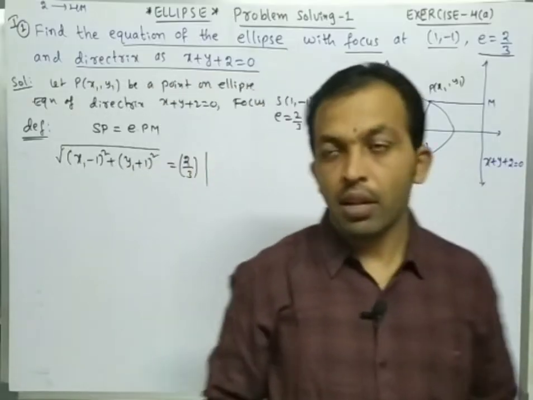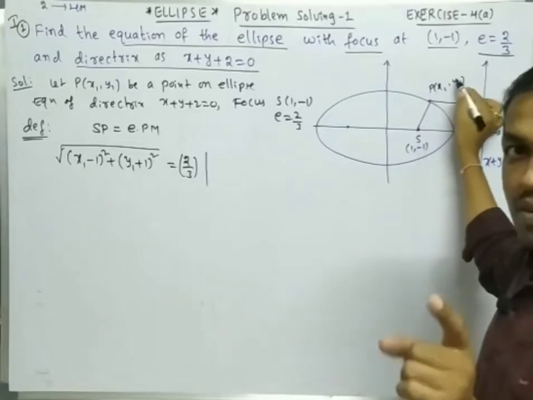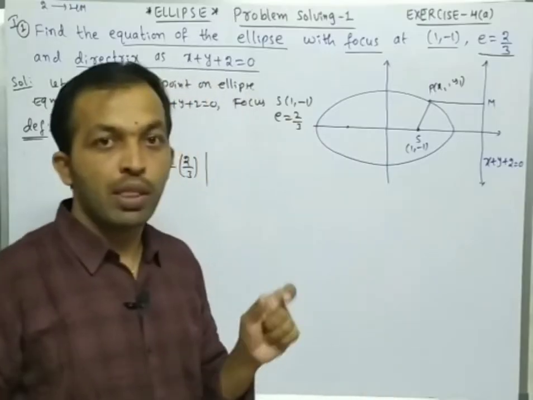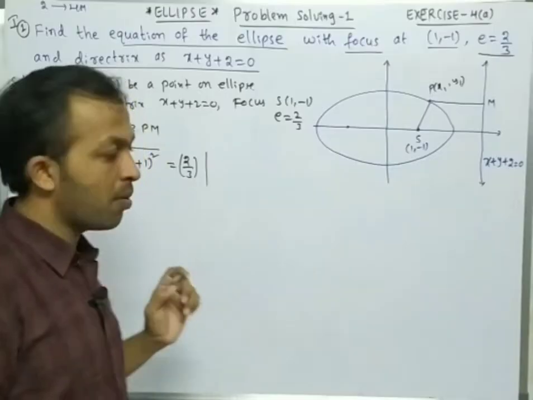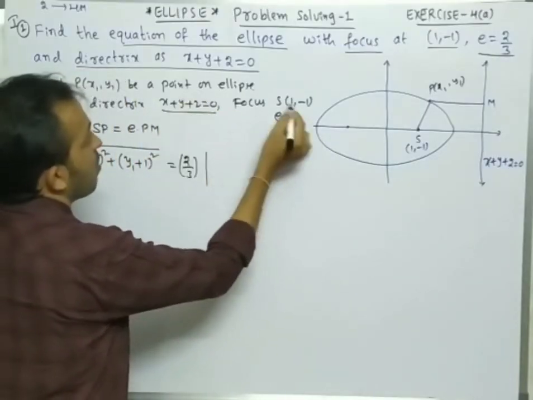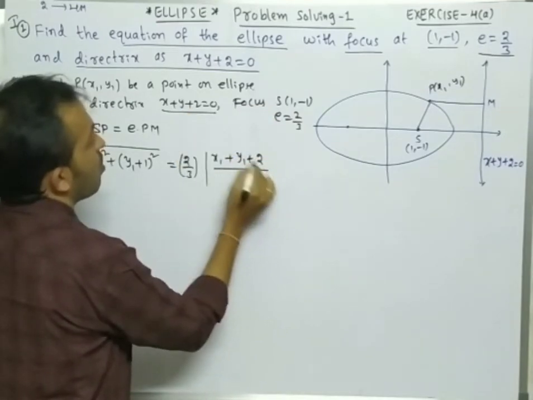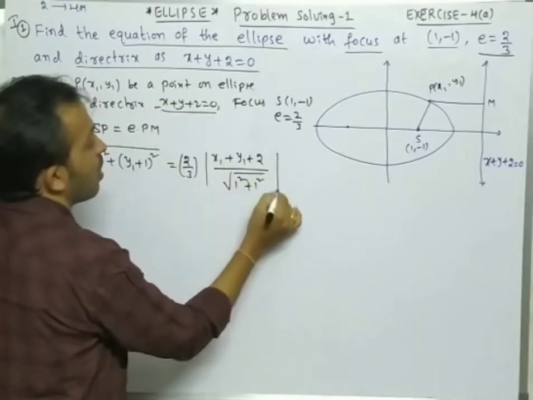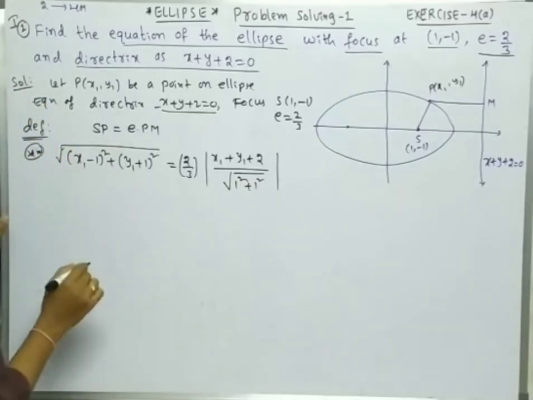PM is nothing but the perpendicular distance from P(x1, y1) to the line. What is the perpendicular distance formula? Modulus of (a x1 + b y1 + c) divided by the square root of (a squared + b squared). This is the line, so substitute x1 + y1 + 2, with a = 1, b = 1, so the square root of 1 squared plus 1 squared. This is an important step in this problem.